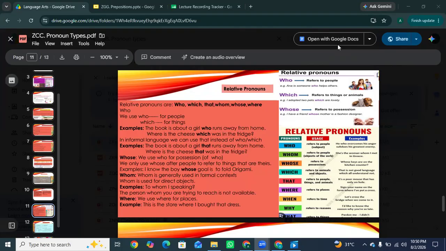Okay, so who versus which. Look at this. Who is used for people. Who refers to people. Like: the book is about a girl who runs away from home. Okay.